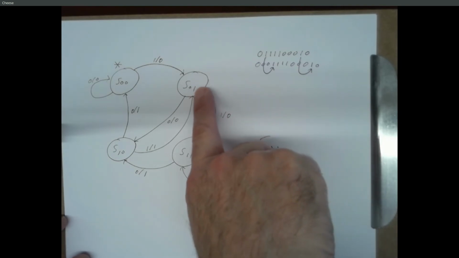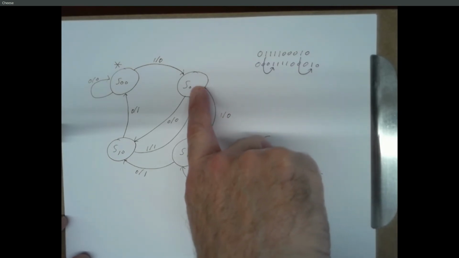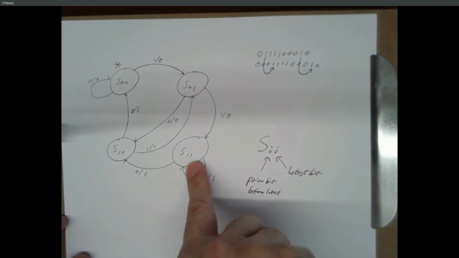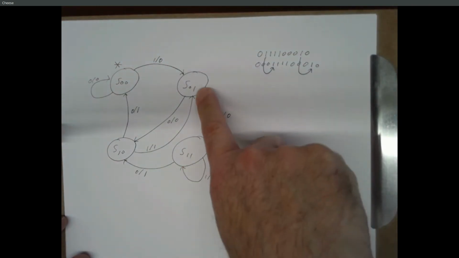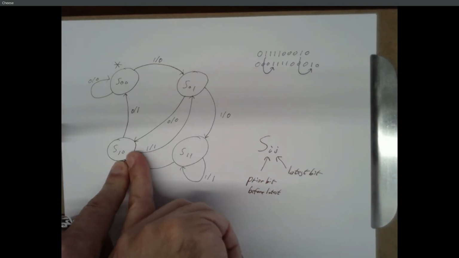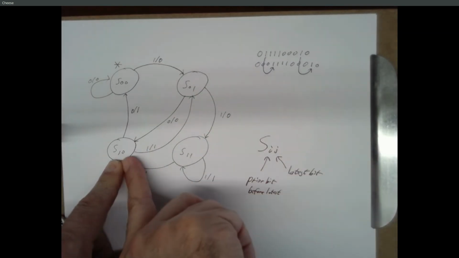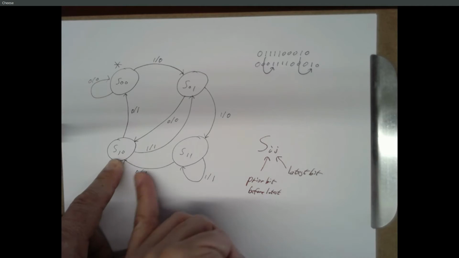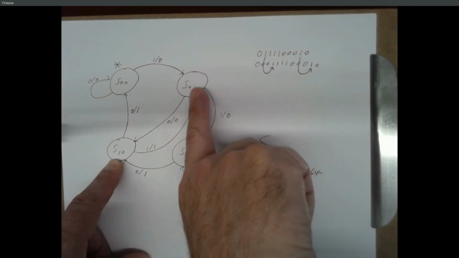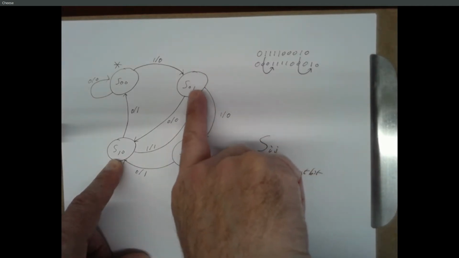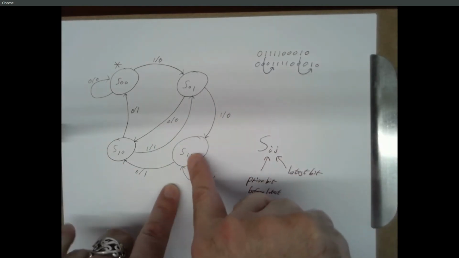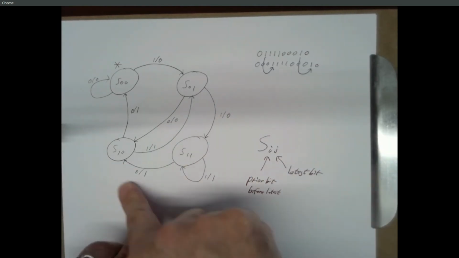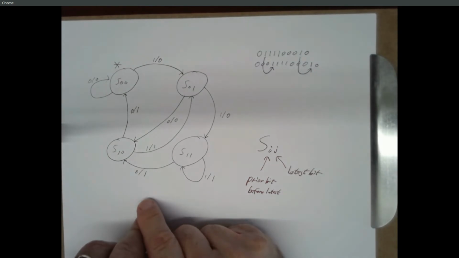So if your latest bit was a 1 and the prior bit was a 0, and now you get another 1, I want to go to this state which says the latest bit was a 1, prior bit was a 1. If you get a 0, I'll go here, which is latest bit was a 0, but the prior bit was a 1. And these things just output based on what the prior bit was. If your prior bit was 0, you're going to output a 0, no matter what your current input is. If your prior bit was 1, you're going to output a 1.